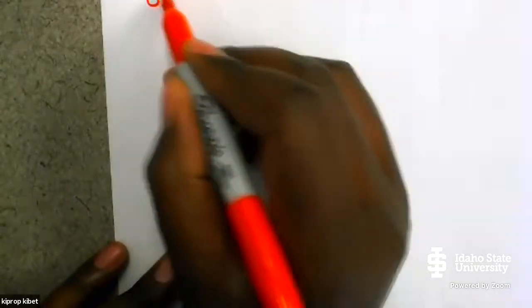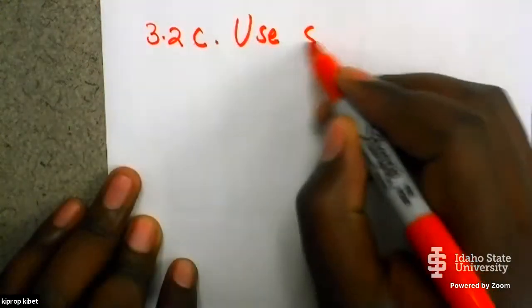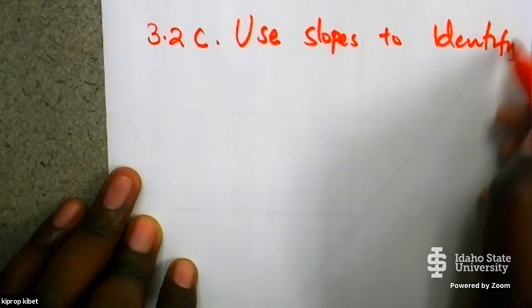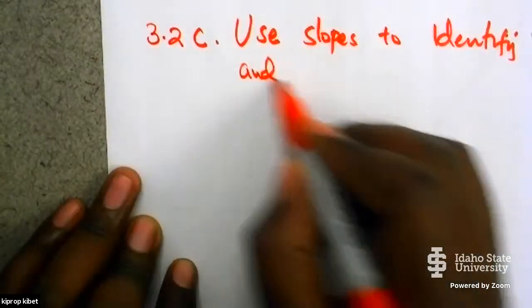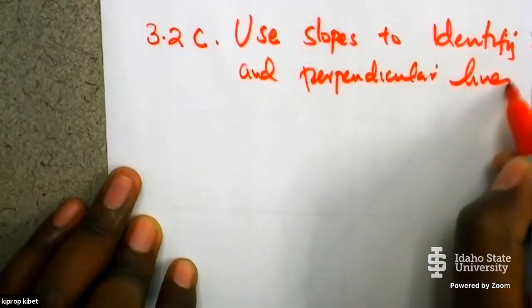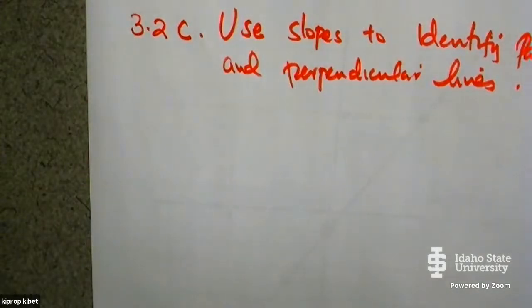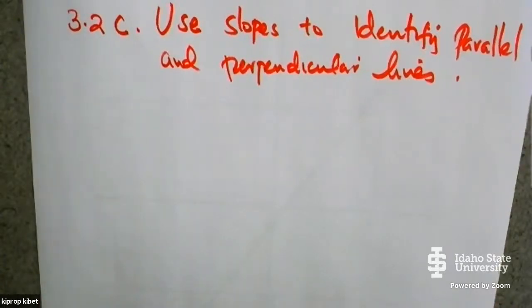Okay, so let's come to section 3.2c. So 3.2c is use slopes to identify parallel and perpendicular lines. Use the slopes to identify parallel and perpendicular lines.